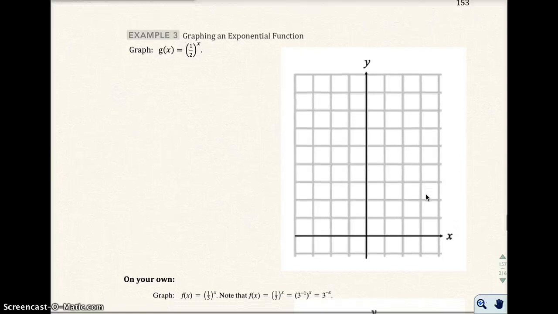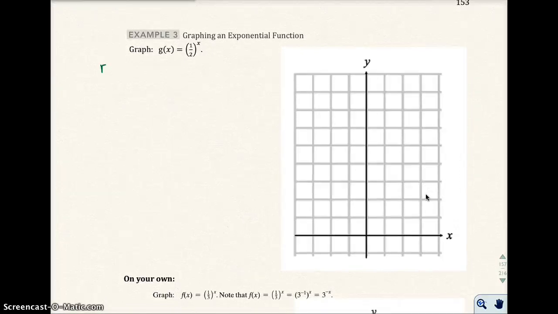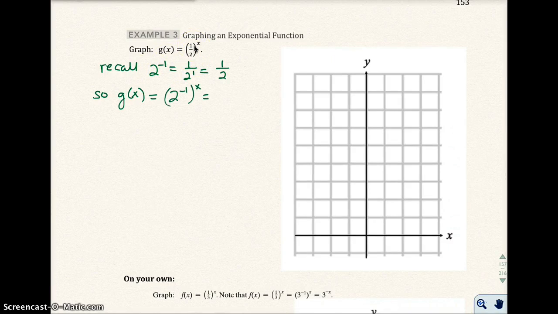And so I'm going to graph g of x equals 1/2 to the x power. Let's recall that 2 to the negative 1 equals 1 over 2 to the 1, which is equal to 1 half. Since I know 1 half is the same thing as 2 to the negative 1, I can replace it with this. So g of x equals 2 to the negative 1 times x to the x power, which is 2 to the negative x.